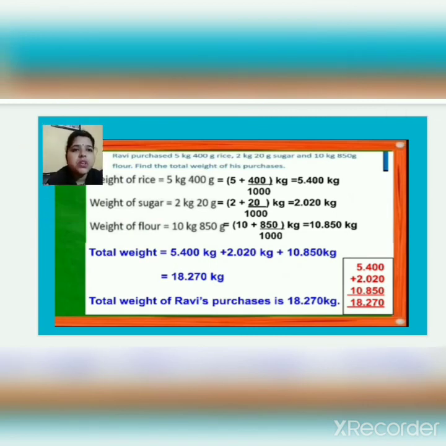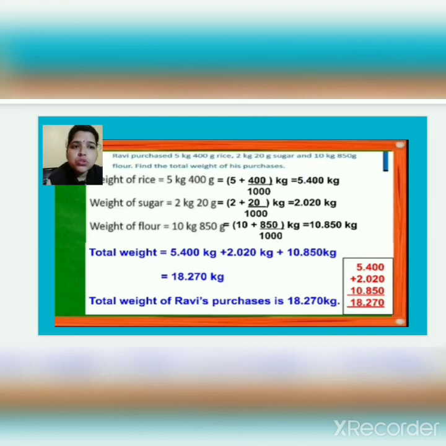Ravi purchased 5 kg 400 gram rice, 2 kg 20 gram sugar and 10 kg 850 gram of flour. Find the total weight of his purchases. Alright. So we all know the formula that 1 kilogram is equal to 1000 gram. So we will convert gram into kilogram. How? By dividing it by 1000. So 5 kg will remain as it is, plus 400 will be divided by 1000.